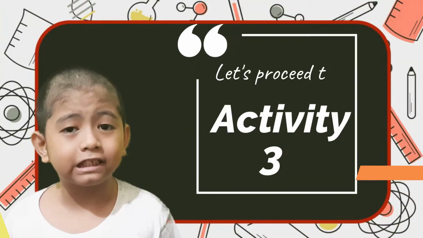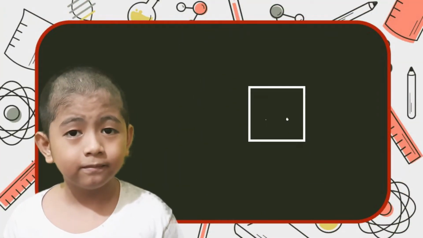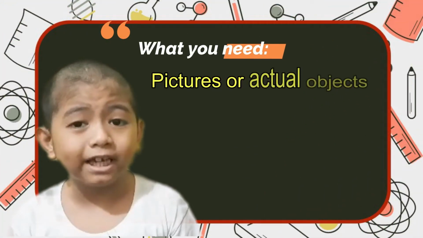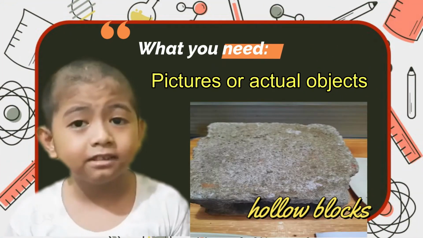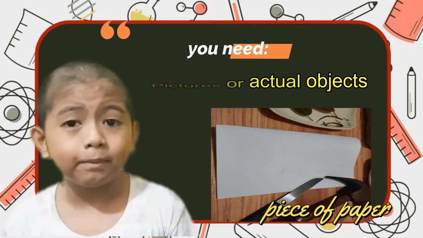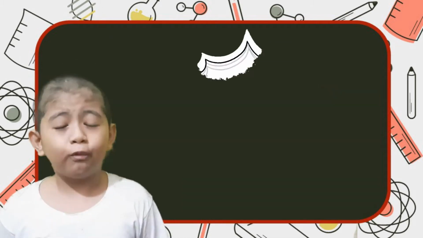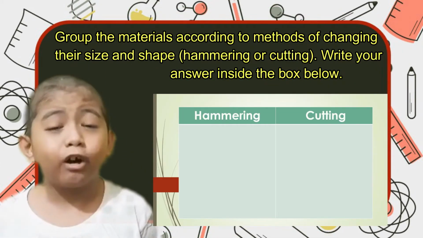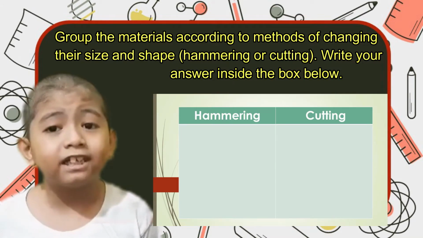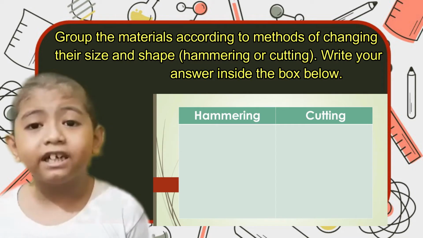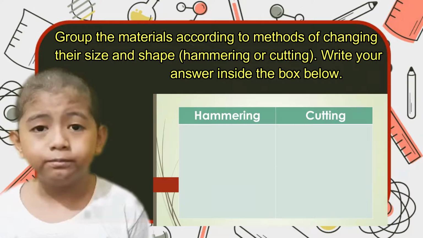Let's proceed to Activity 3. What you need: pictures or actual objects, hollow blocks, tomatoes, leaves, piece of paper, tin can. What to do? Group the materials according to methods of changing their size and shape, hammering or cutting. Write your answer inside the box below.